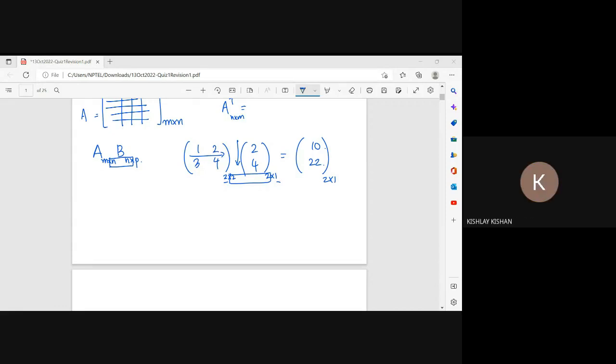Various types of matrices. Okay, scalar matrices, diagonal matrices, and all that. Yeah, all those we know.